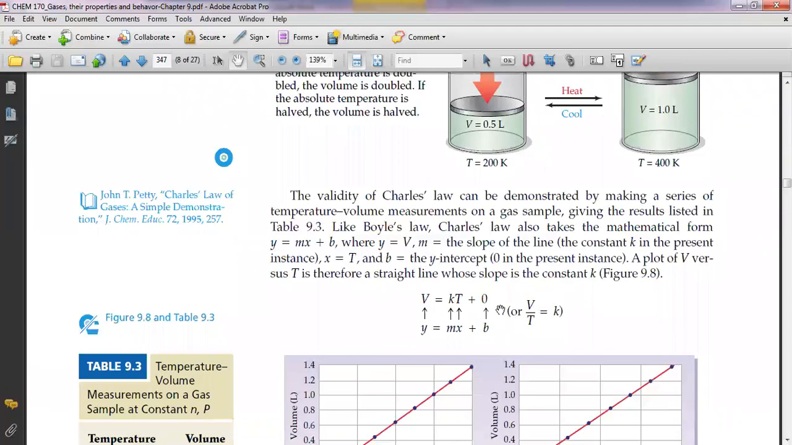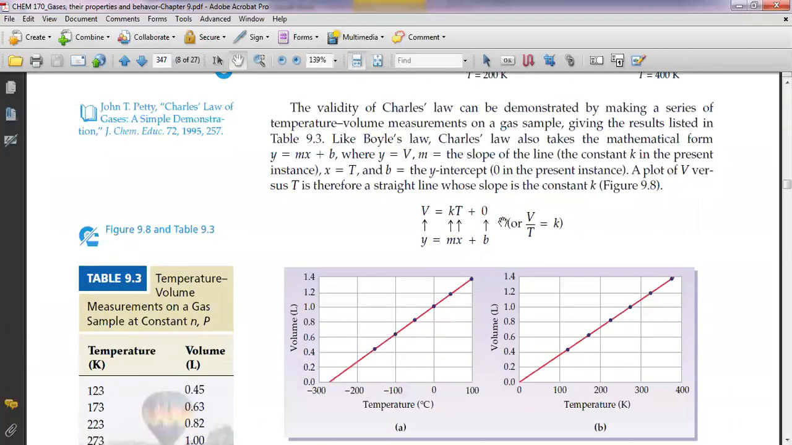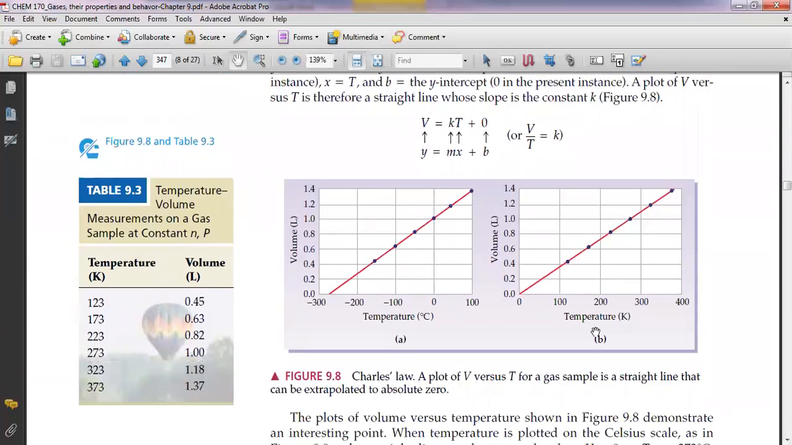So again, the volume is proportional to temperature, and when you remove this proportionality sign, there should be a constant on the right hand side. That constant is called the Charles law constant. Again, there is no intercept, or the intercept is zero. So the simple equation is y equal to mx. So when you plot the volume versus temperature, it will give you a straight line passing through the origin. That means it is the verification of Charles law.